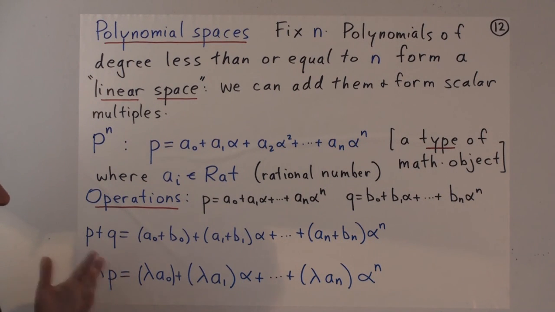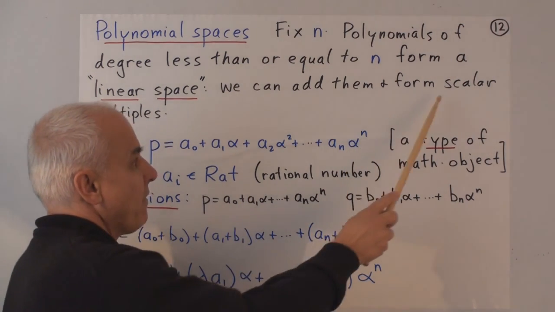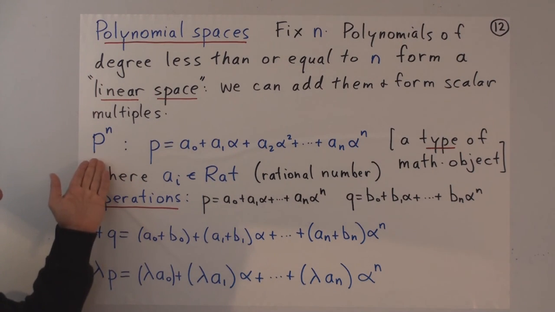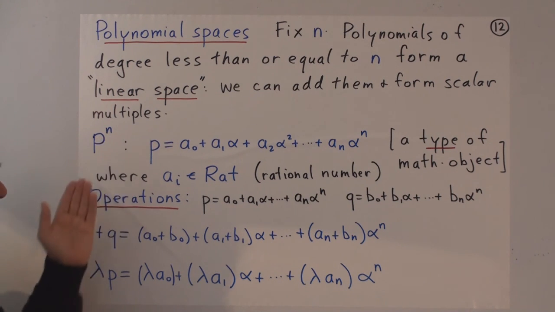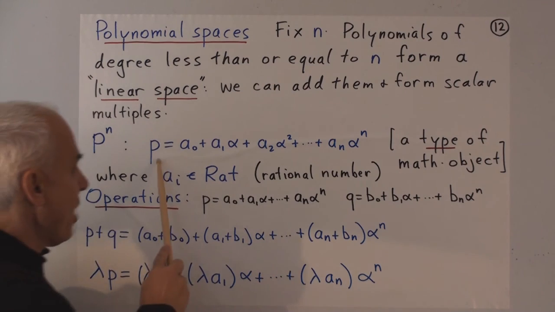These form what we might think of as a linear space. So informally, at this point, it means that we can add them and form scalar multiples. So let's be clear about that. So here is a space of polynomials of degree n or less. It consists of objects like this.